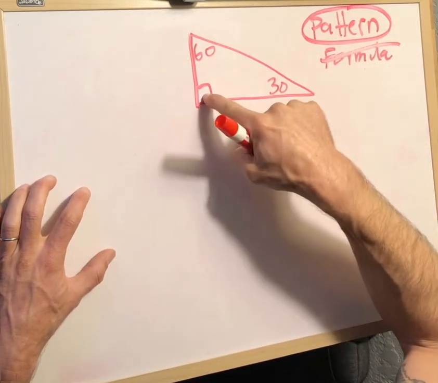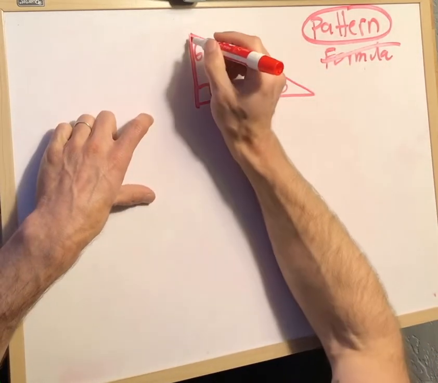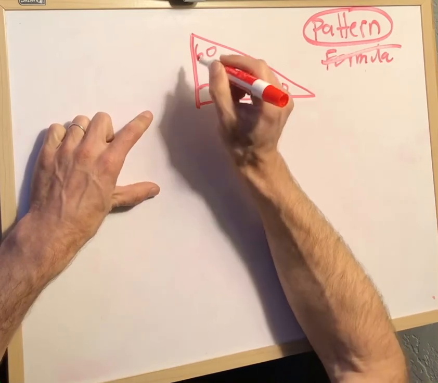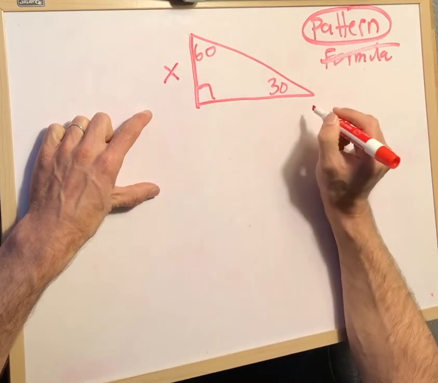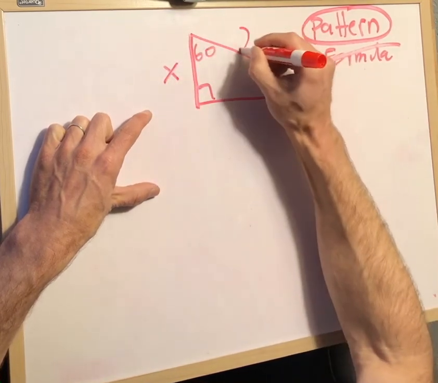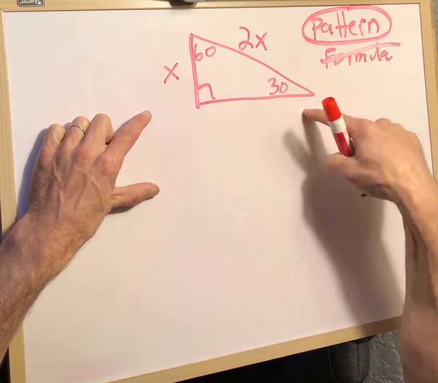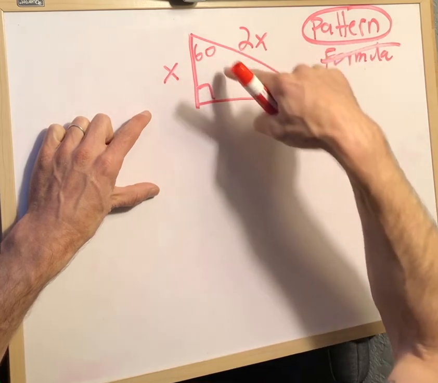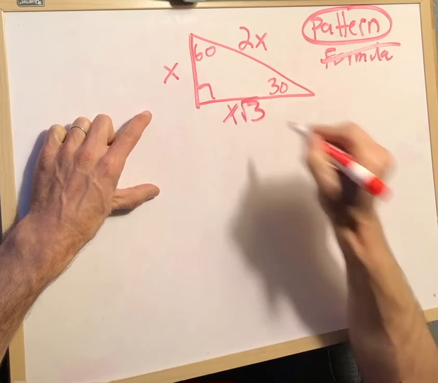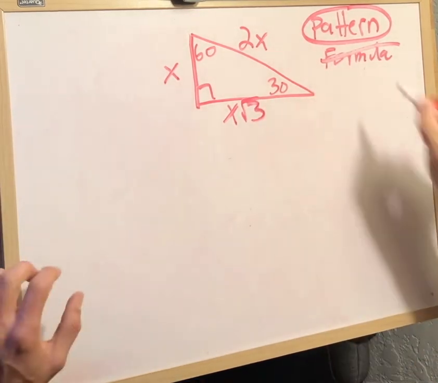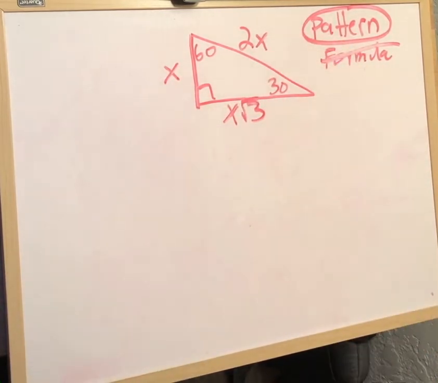Whenever you have a right triangle and one of the angles is 30 or 60 degrees, it always works out like this. Your shorter leg is always half the size of your hypotenuse. So we're going to call this side x. Your hypotenuse is always twice this number. And your medium leg, or taller leg, across from the 60 degrees is always the shorter leg times root 3. Now this is a pattern. It is not a formula. And I'm going to show you why in a second.